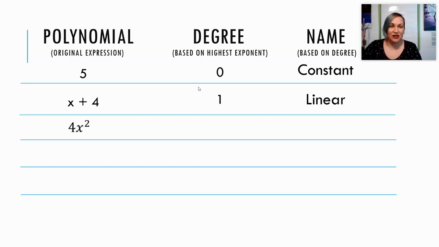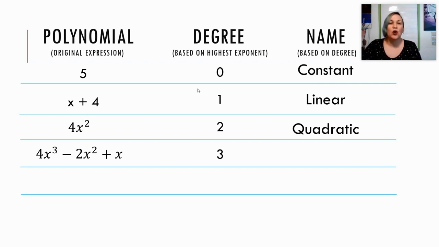For our next example, we have another monomial with one term. This time we have a degree of 2 because our exponent is the number 2. And this is called a quadratic. Quadratics are what we finished second semester with, all of those x squared parabolas. Here is a trinomial where the highest exponent is the number 3. When you have a number 3 for your highest exponent or your degree, we call that a cubic.